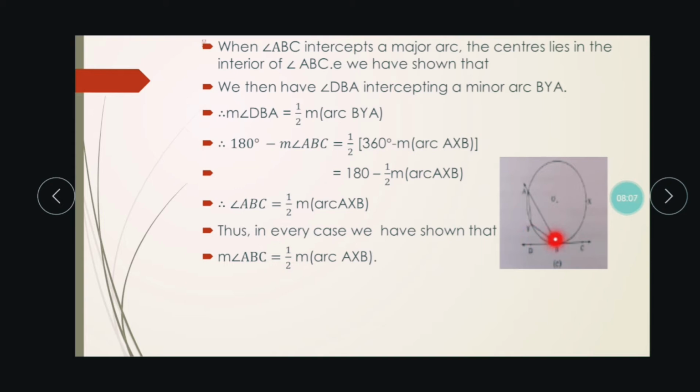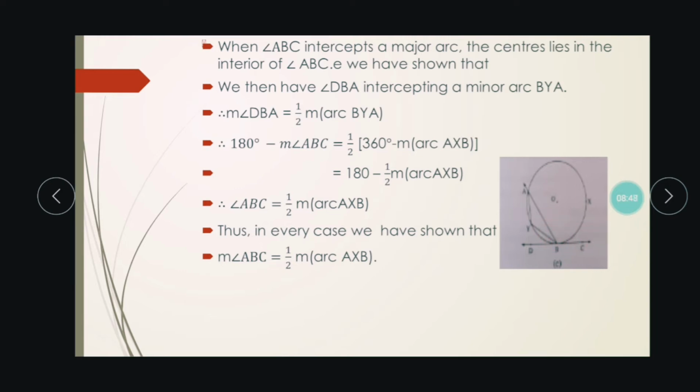Angle ABD, or DBA, one and the same thing, intercepts minor arc BYA. So measure angle DBA is equal to half measure arc BYA, by the tangent secant theorem. Now here, how can this angle DBA be represented? It can be represented as 180 minus measure angle ABC.